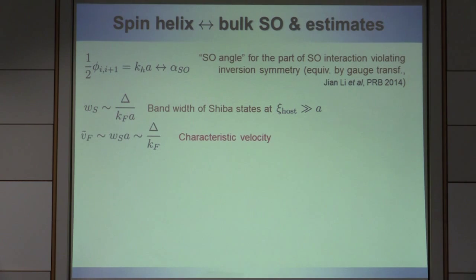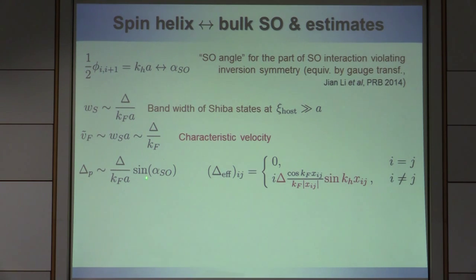Step number 2: we look at the characteristic velocity. I take the bandwidth and the Brillouin vector, which is 1 over a, and combine them to get the velocity. I divide by the Brillouin vector, which means I multiply the bandwidth by a, and get delta over kf as an estimate for the typical velocity in the band. Notice it is not the Fermi velocity in the host material. Now let's look at the pairing interaction. Again, it's proportional to delta, and if I replace x by a, it's inversely proportional to kfa. So delta over kfa times the sine of the pitch, which I replaced already by alpha.